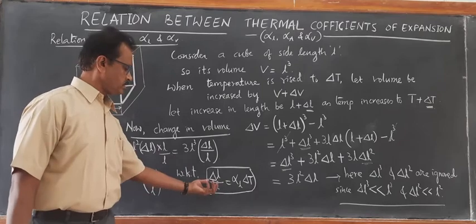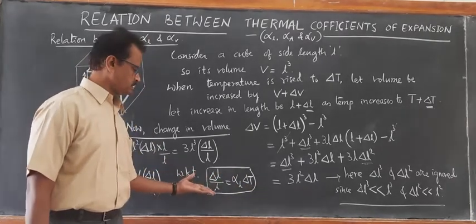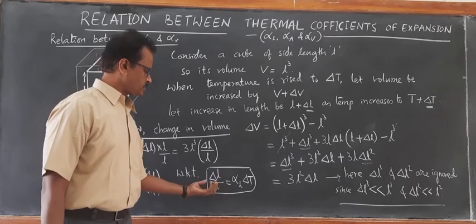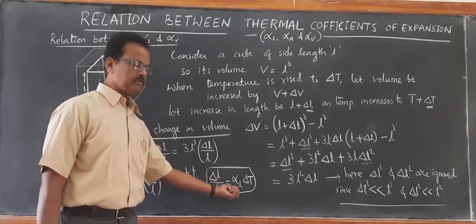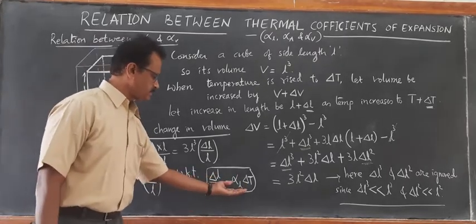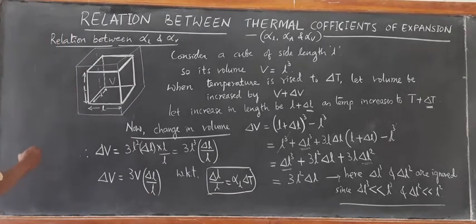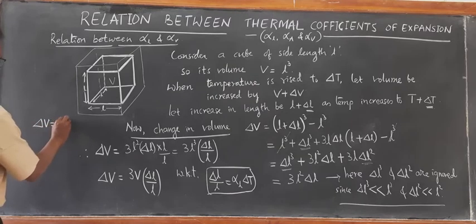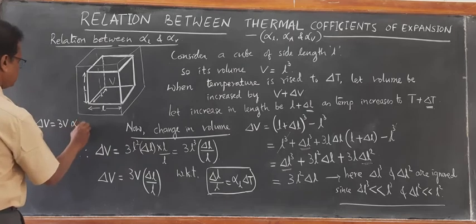The fractional change in length is directly proportional to delta T. As a result, we can write fractional change in length is equal to the coefficient of linear expansion, as a constant of proportionality, into delta T. So I can replace this in this equation. So thus we get delta V is equal to 3V into alpha L delta T.